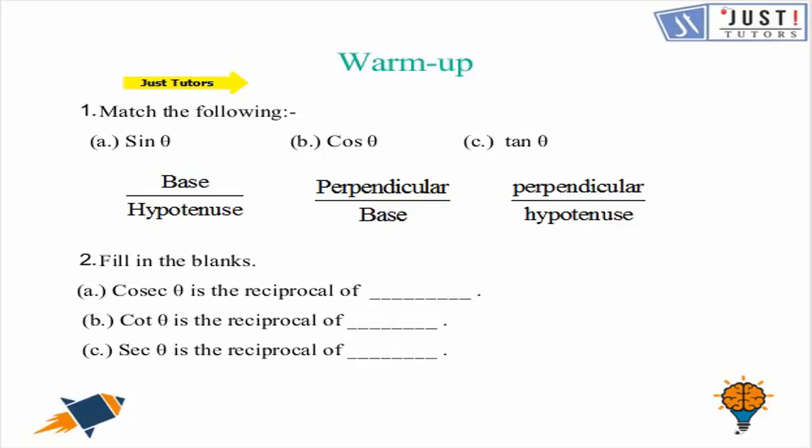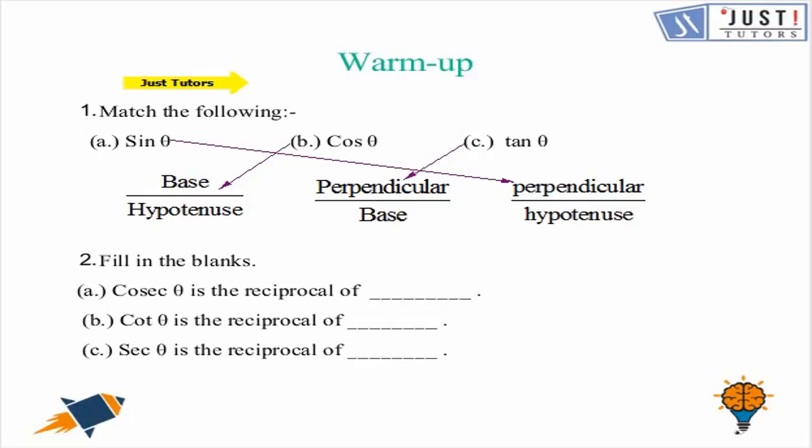Question number 1 says, match the following. We know that sine theta is equal to perpendicular over hypotenuse, so that comes here. Then cos theta is base over hypotenuse, so this is here, and tan theta is perpendicular over base.